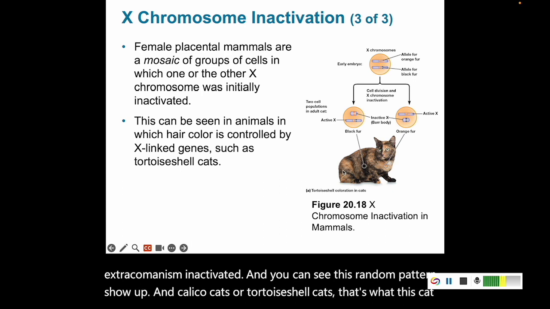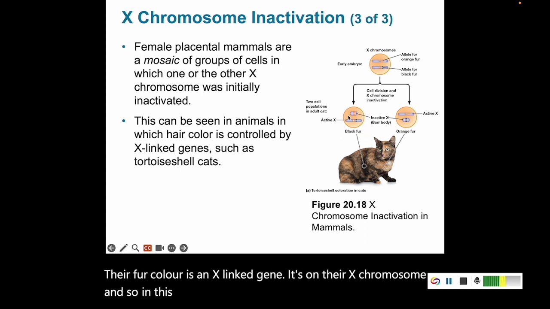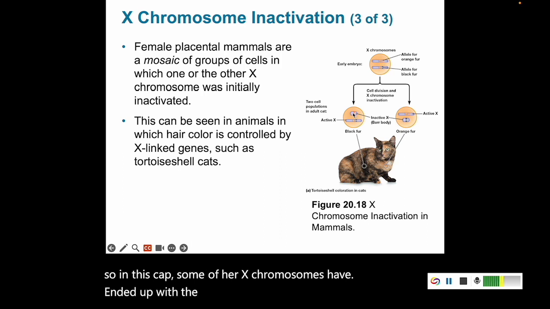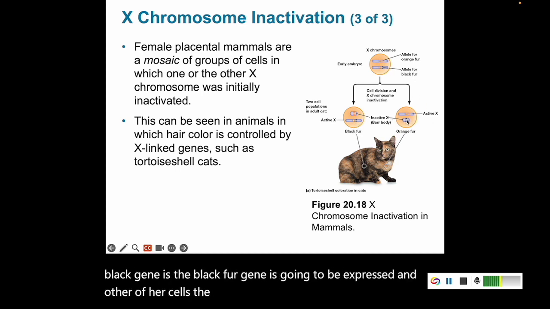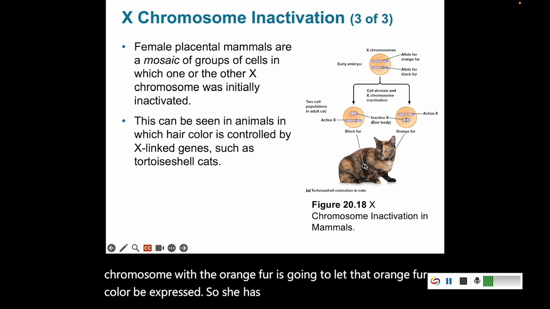Their fur color is an X-linked gene. It's on their X chromosome. And so in this cat, some of her X chromosomes have ended up with the orange gene being inactivated, which means the black fur gene is going to be expressed. In other cells, the black fur gene has been inactivated, so the X chromosome with the orange fur is going to let that orange fur color be expressed. So she has patterns where her fur is black and patterns where her fur is orange.